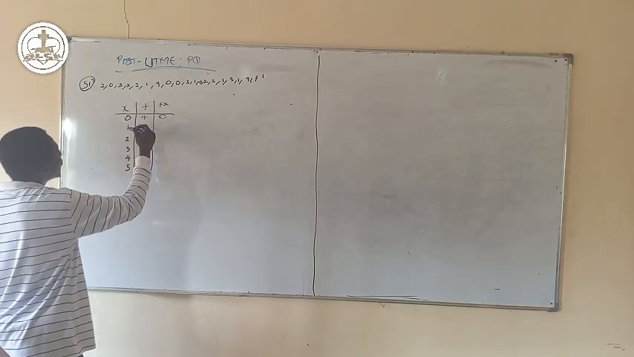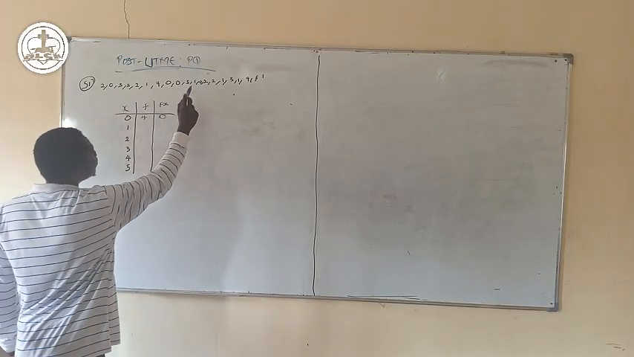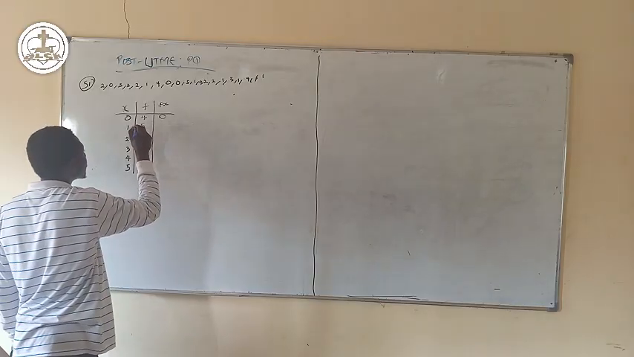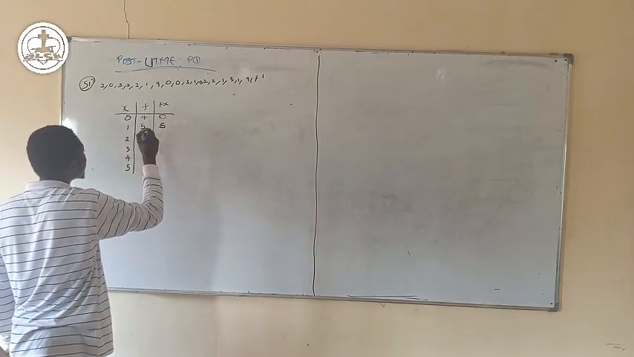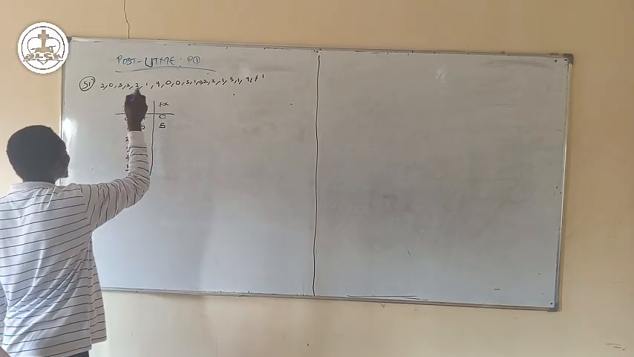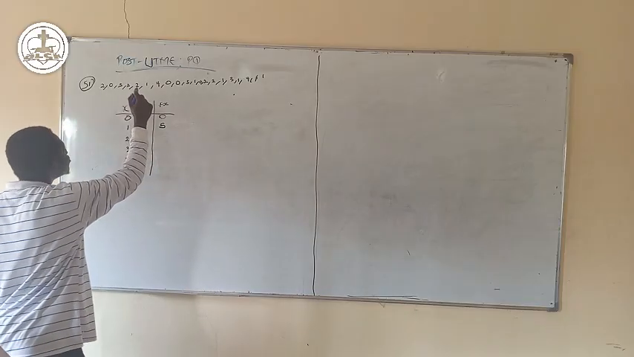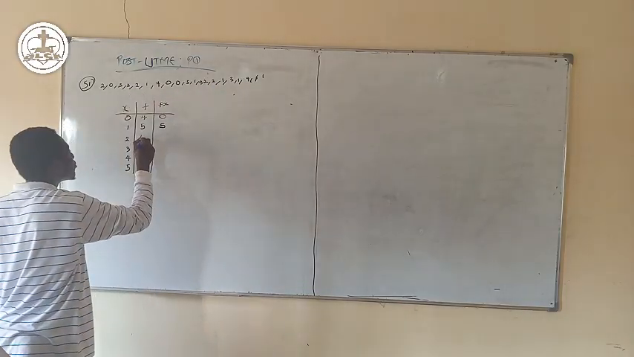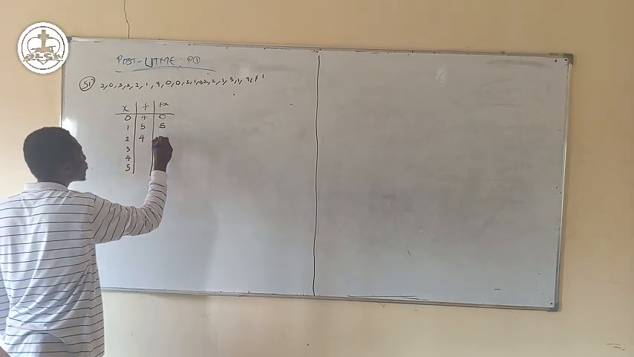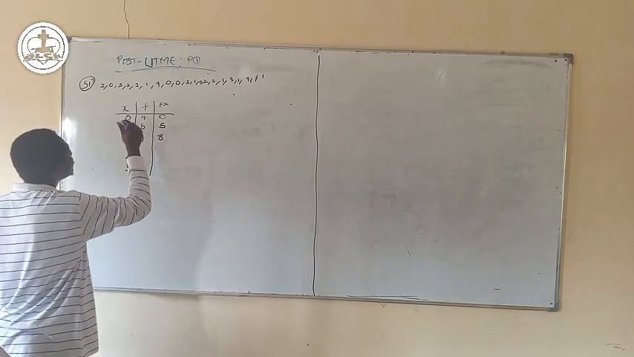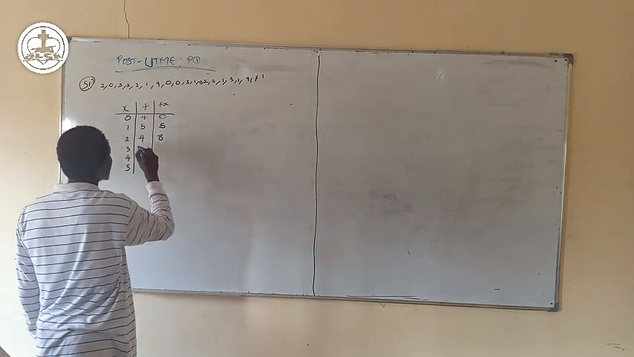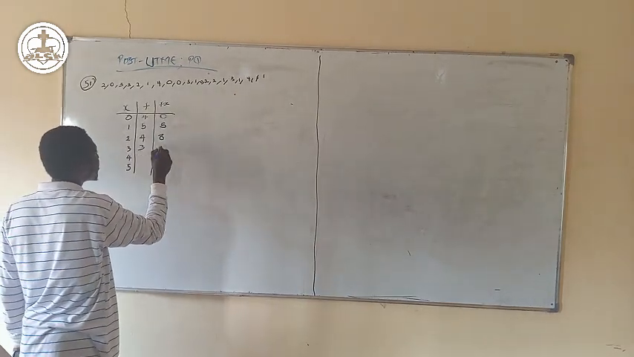So how many ones do we have here? This is 1, 2, 3, 4, and 5. Frequency here is 5. Fx is 5. How many 2s do we have in this data? We have 1, 2, 3, 4. That's 4. 2 times 4, we have 8 here. How many 3s do we have here? 1, 2, 3. Just 3. Then 3 times 3, we have 9 here.